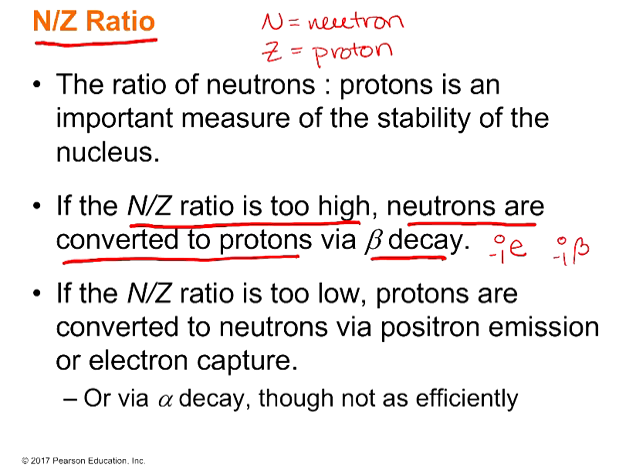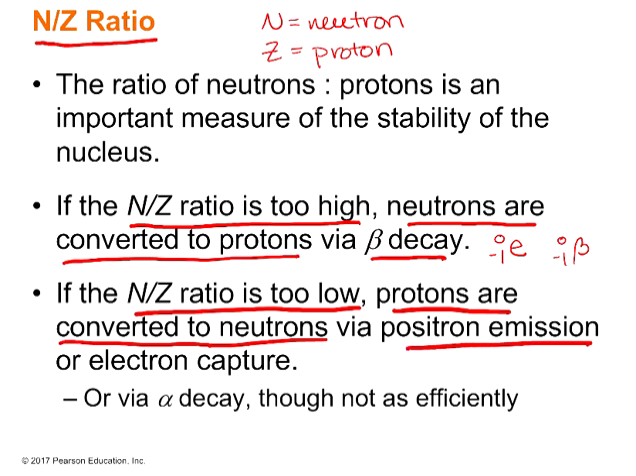Now, another scenario is that the neutron to proton ratio is too low. So if that's the case, the nuclei or nuclide will still be unstable. But in this case, to reestablish an appropriate neutron to proton ratio, protons will be converted into neutrons. And this is going to occur either via positron emission or electron capture.